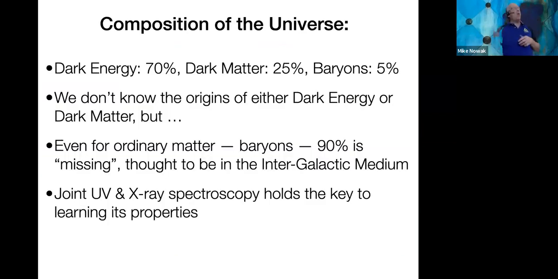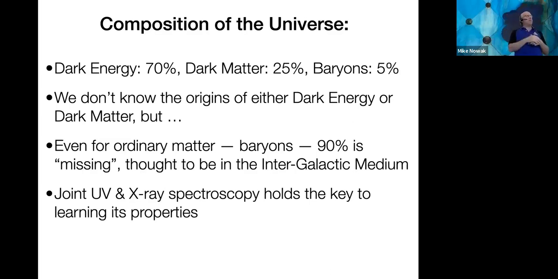So, if you've kept up with cosmology, the composition of the universe is about 70% dark energy that we don't understand, 25% dark matter that we don't understand, and 5% baryons, the normal everyday matter. But what you might not know about the baryons is that of this 5%, 90% of it is missing. Only 10% of that 5% is in things like stars, planets, and interstellar material. Most of it is residing, we think, in the intergalactic medium and has not really been observed yet.